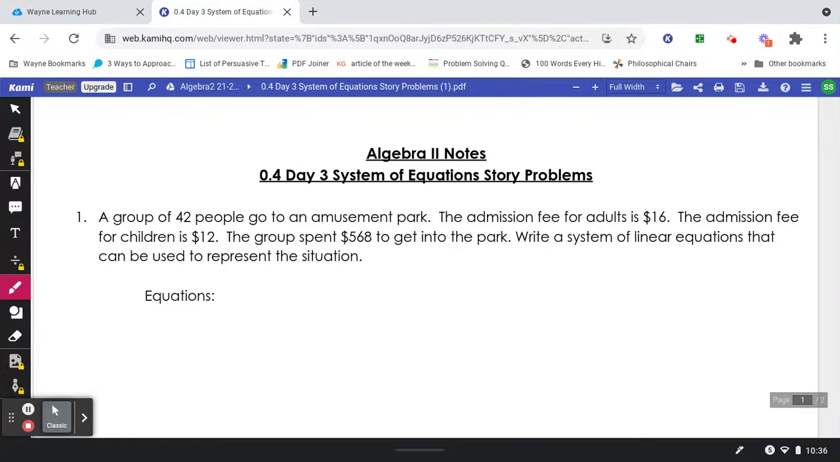These are the Algebra 2 notes. Today we're going to be covering systems of equations story problems. So the first thing you need to do is just read the story problem.